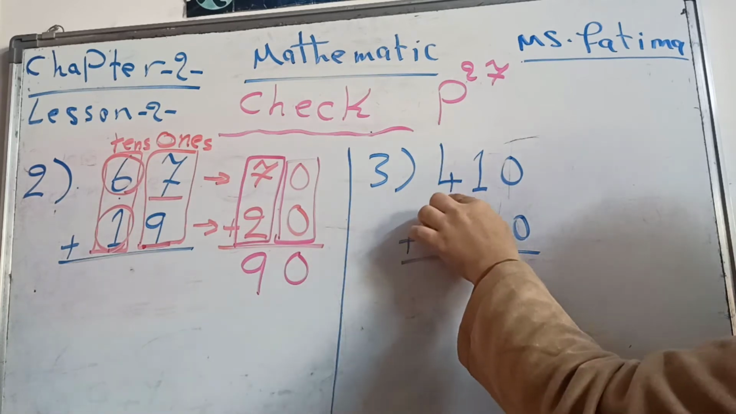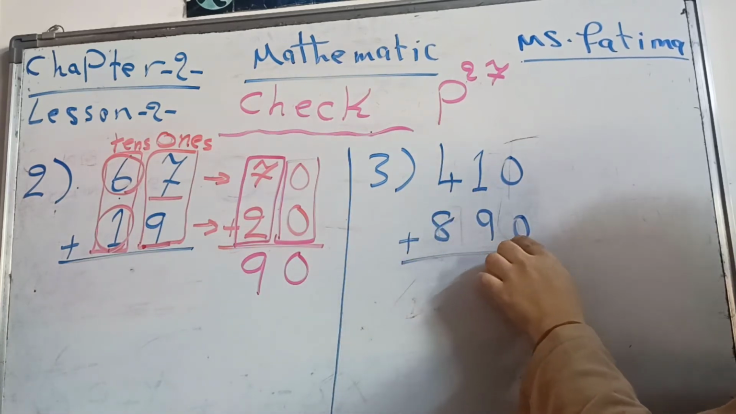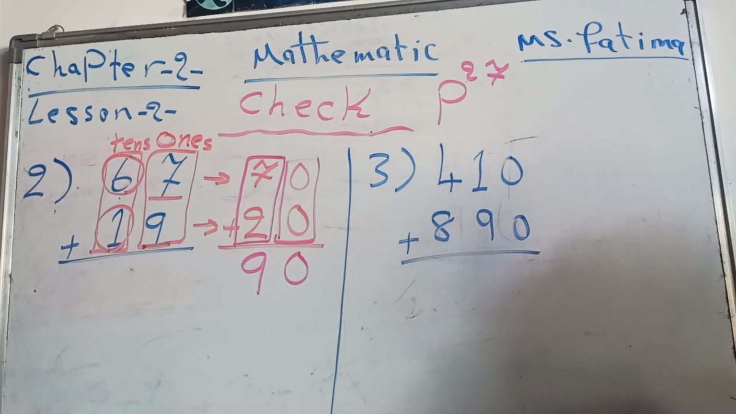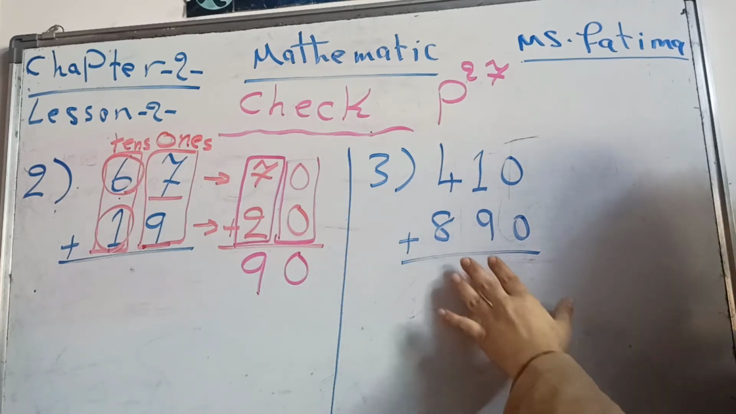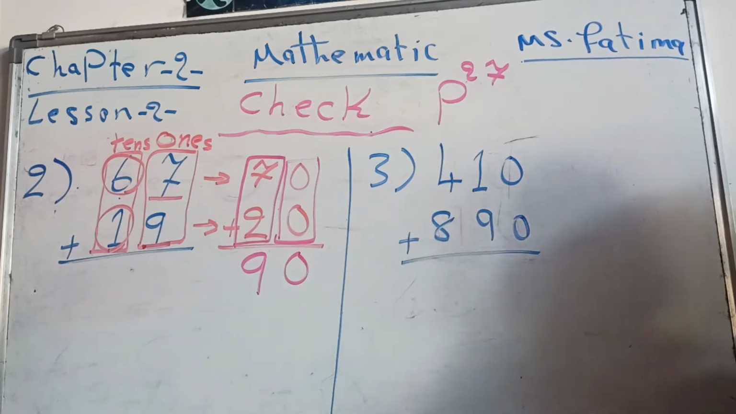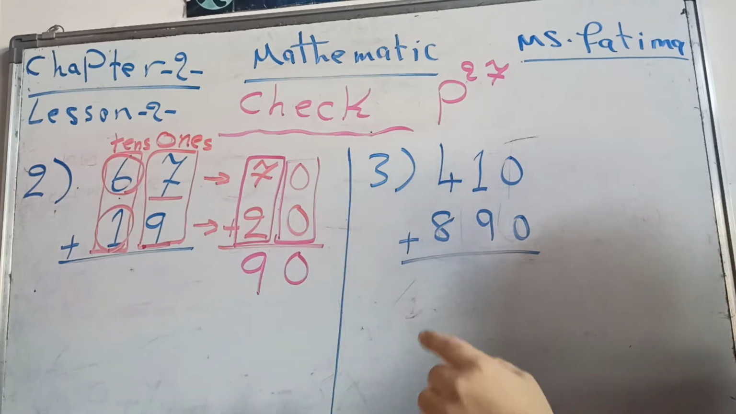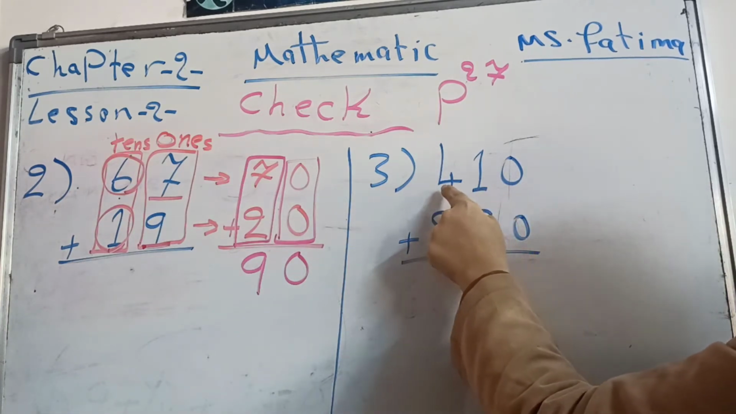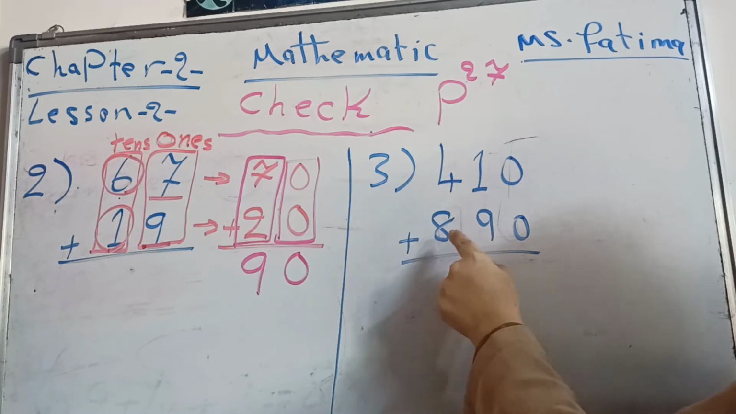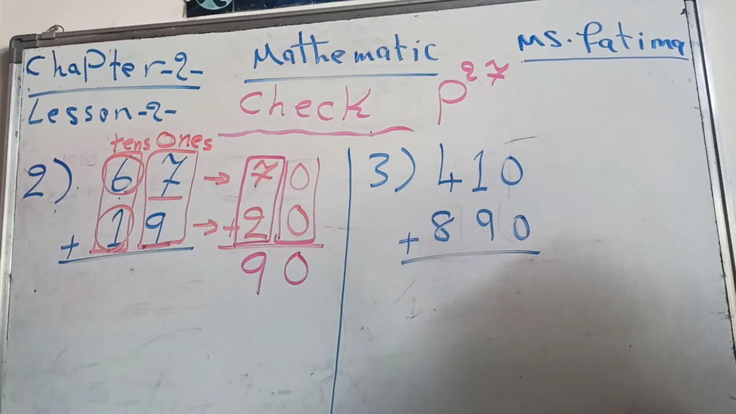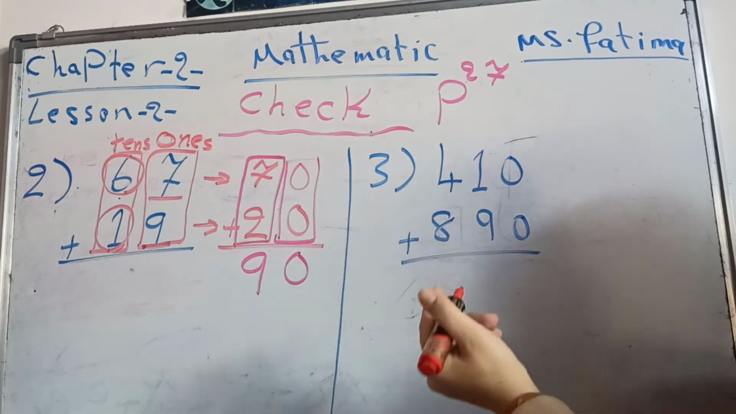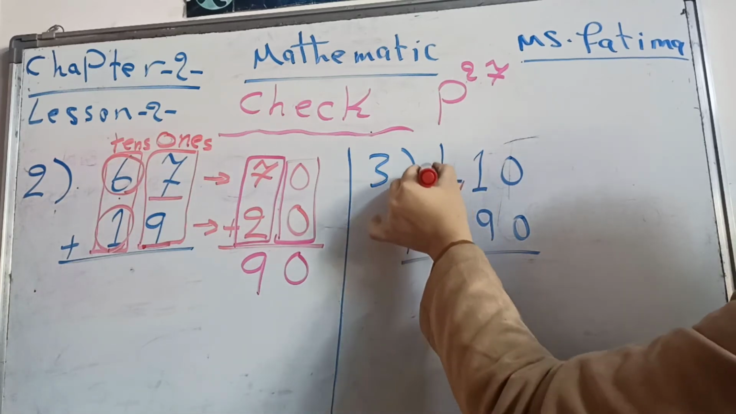We have 410 plus 819. Students, in this equation we round those numbers to the nearest hundred. Why? Because we have three digits. One is hundreds. One is hundreds. In 410, which number is in the hundreds? We have 4 in hundreds.